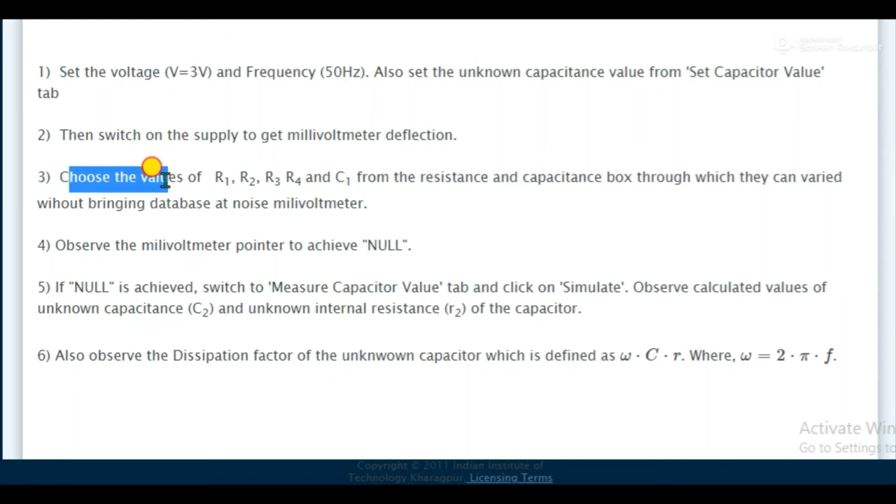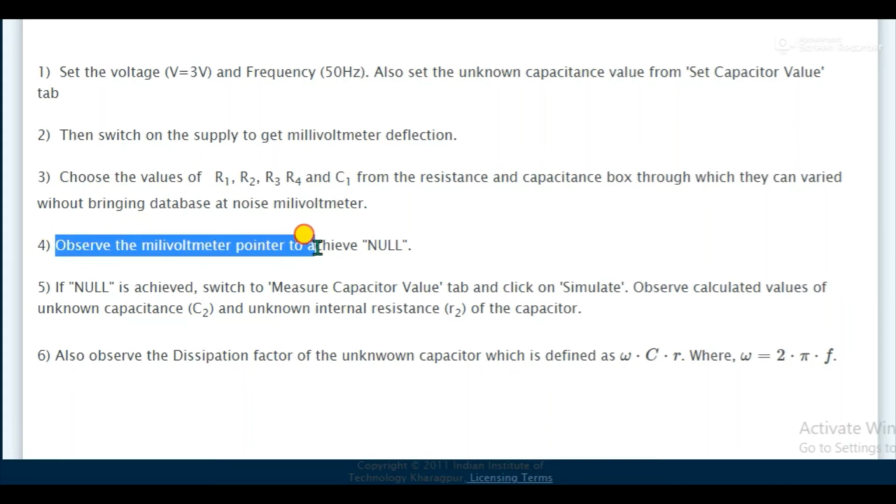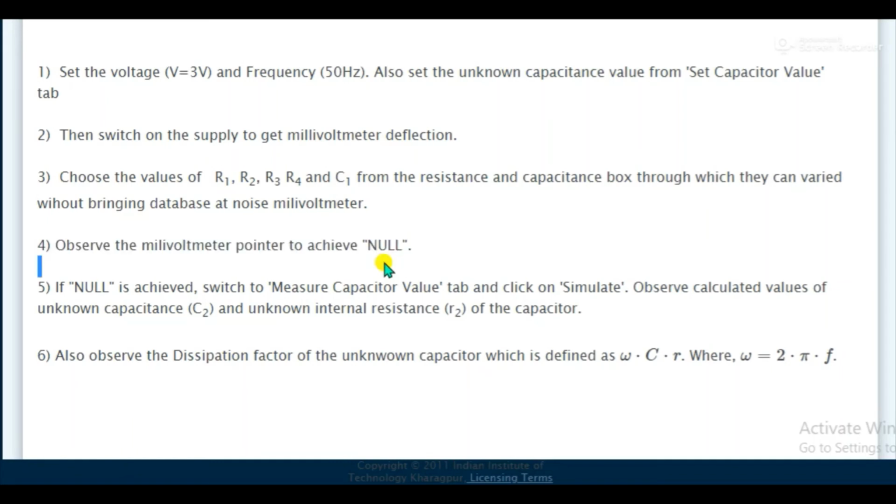Next, choose the values R1, R2, R3, R4 and C1. This is what we are going to choose, and C2 is what we are going to find out. I'll show you this as a whole in the simulation we are going to perform further. Observe the millivoltmeter pointer to achieve null. We know what this actually is: the null deflection principle is used here. If null is achieved, switch to the measure capacitance value tab and click on simulate.